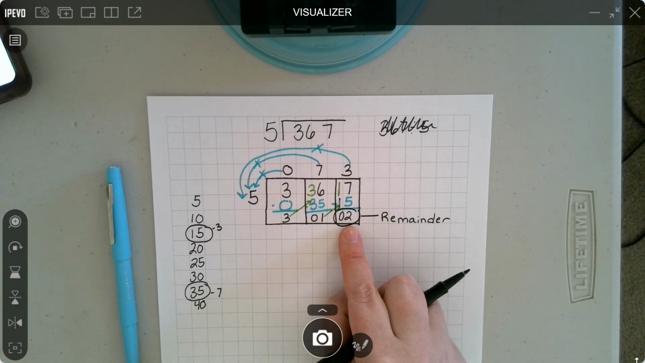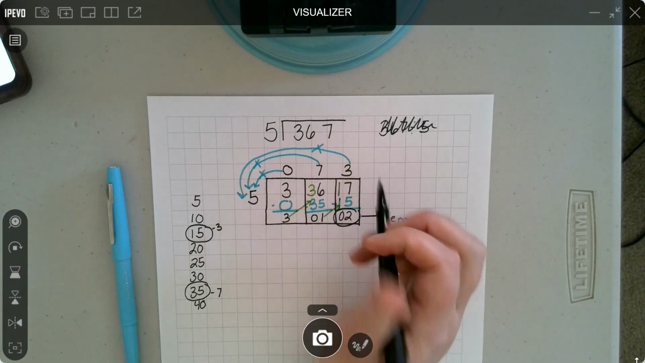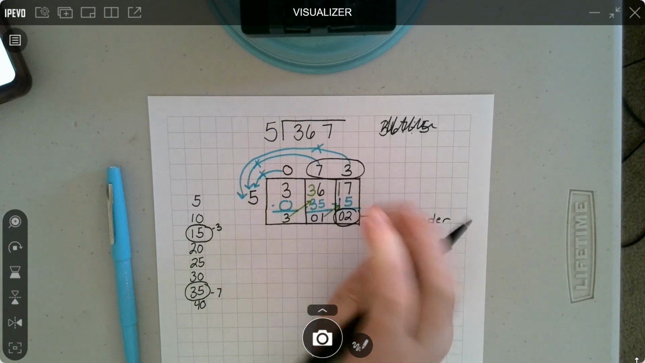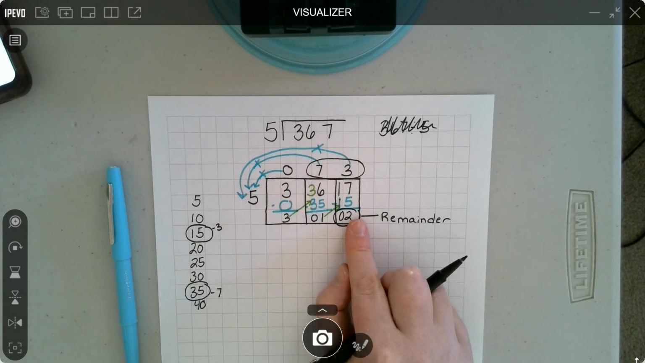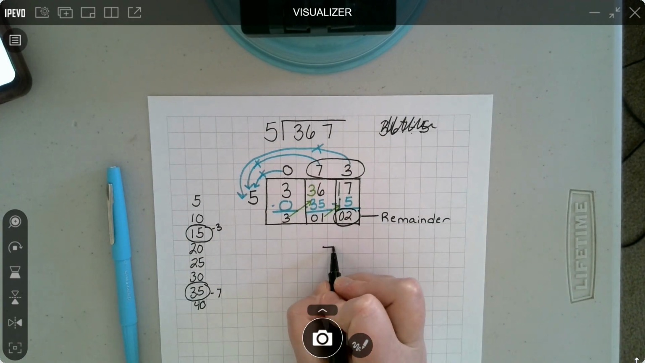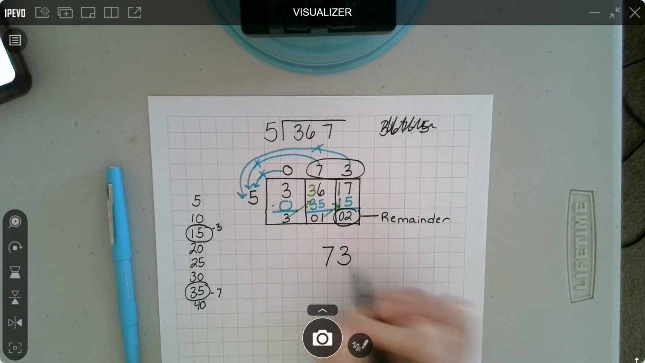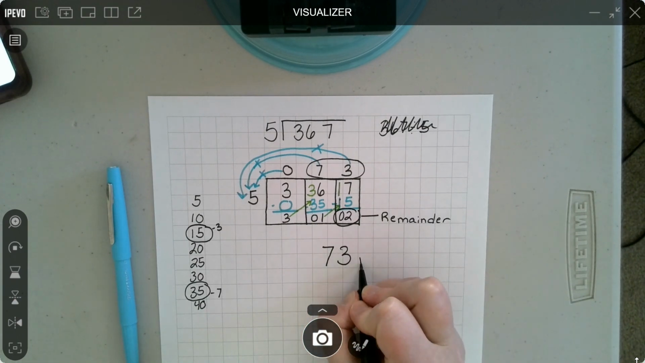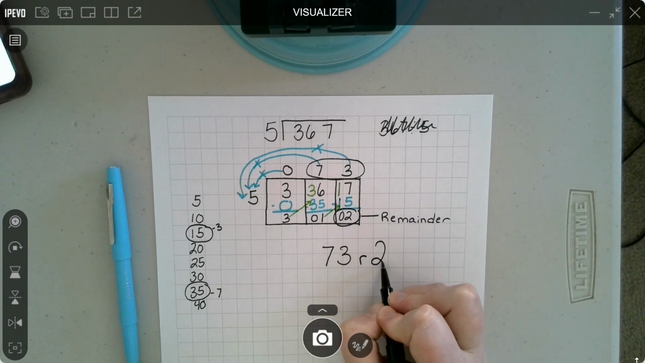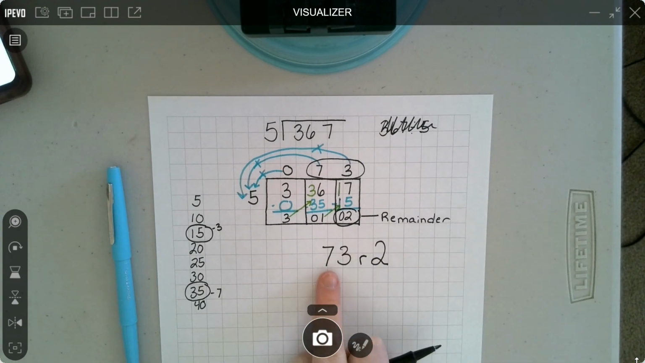Because remember, when you are dividing, you are making equal groups. So when I look at here, my answer is actually up here. 73, remainder 2. Now, remember how we write that? We would write the 73, and then we put R for remainder 2. So that means that 73 remainder 2 means that we can make 73 equal groups with 2 little pieces left over.